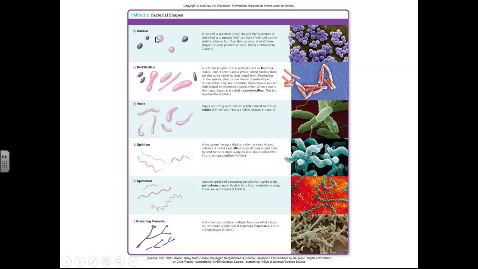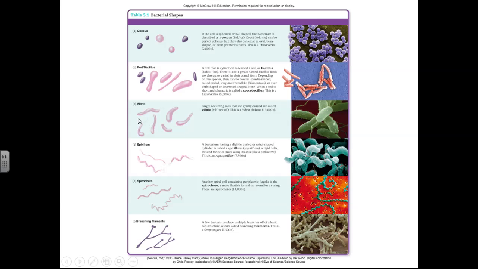So here we can see some spherical bacterium. These are the cocci. We have the bacilli. They are elongated rod-shaped bacterium. And here on the right we have some scanning electron micrographs of our bacterium. So here's that cocci, nice and round. Here we have our bacilli bacterium.